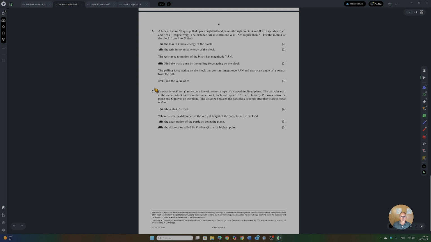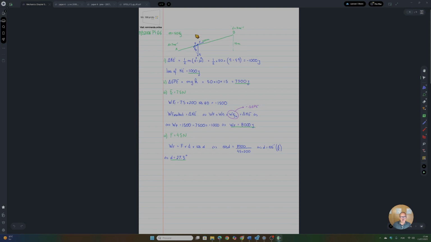The pulling force acting on the block has constant magnitude 45 newtons and acts at an angle alpha upwards from the hill. Find the value of alpha. In my diagram, I didn't represent this. I put the force as parallel to the slope, but imagine now that the force has a certain inclination. Well, if you know the value of the force, you know that the work done by the driving force equals the force times the displacement times the cosine of the angle between those two, all right? And that's how you're going to calculate.